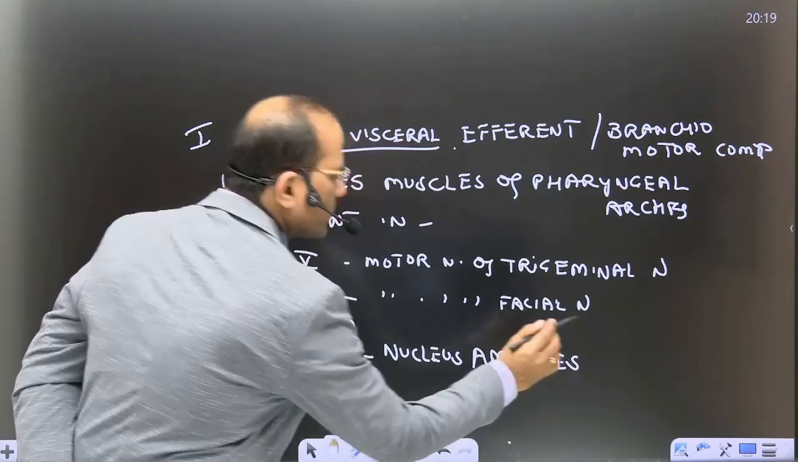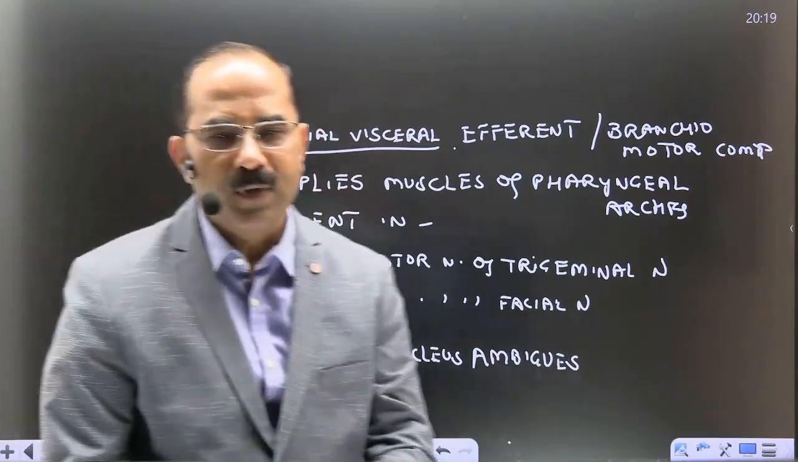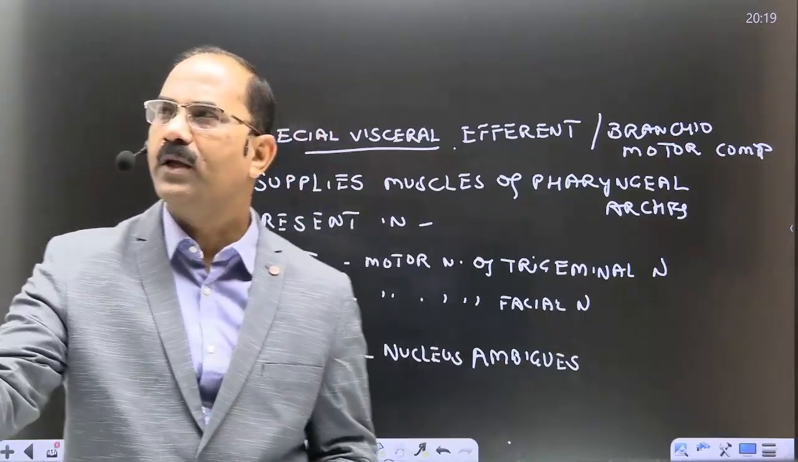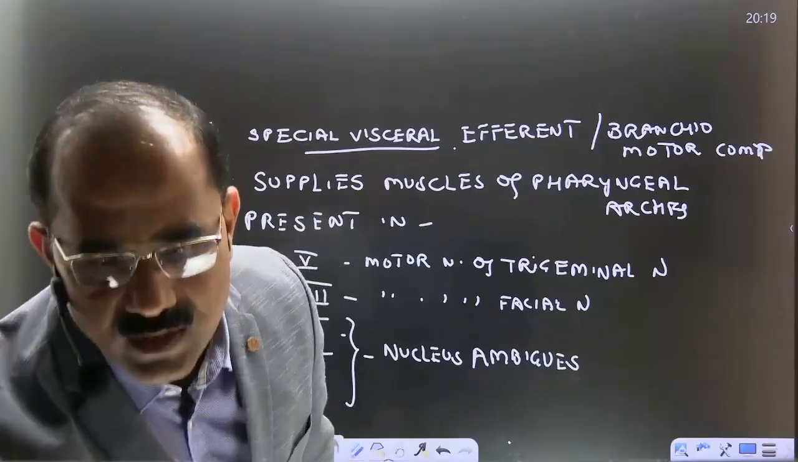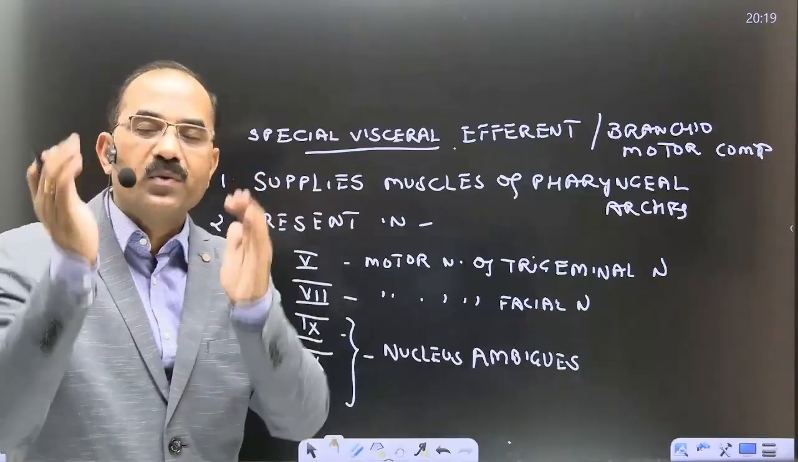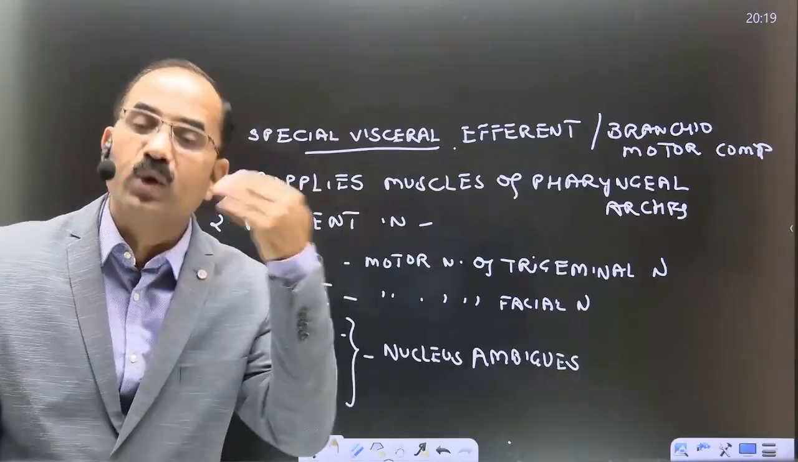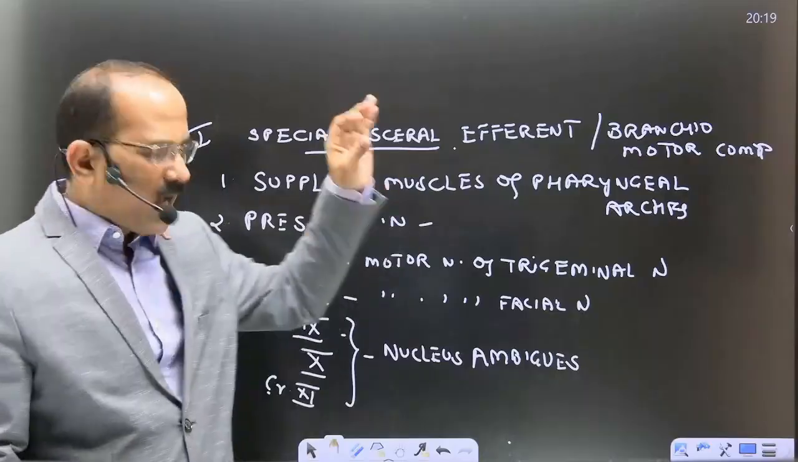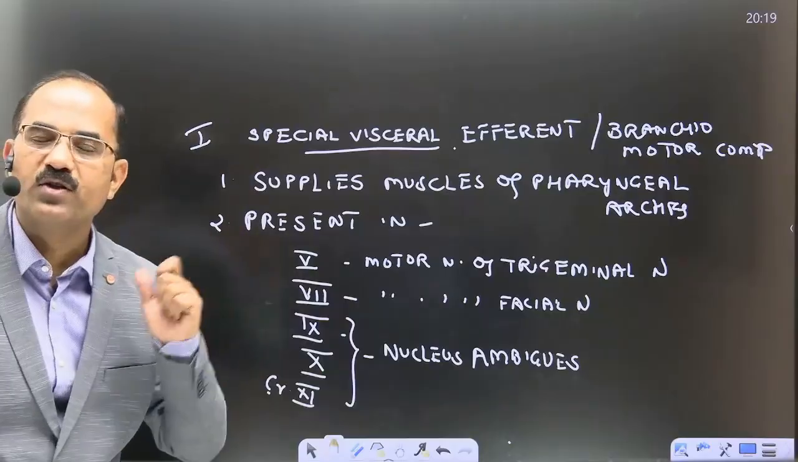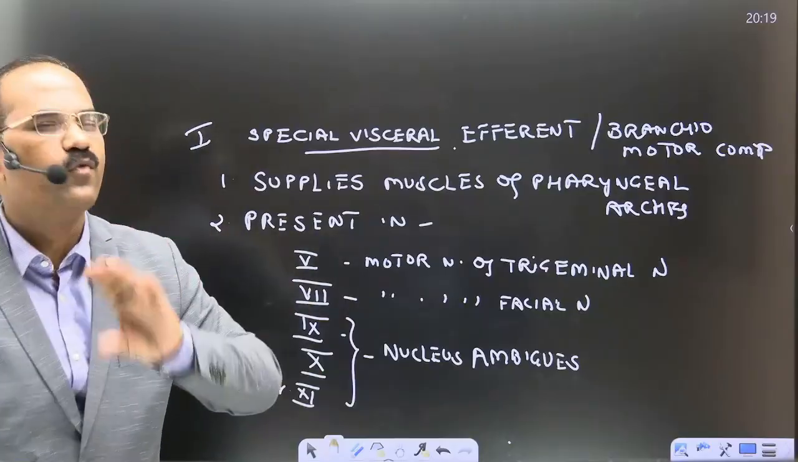So what is nucleus ambiguus, students? Nucleus ambiguus is a common nucleus for three nerves, the 9th, the 10th, and the cranial accessory. And this nucleus ambiguus is going to supply the muscles of the 3rd arch for the glossopharyngeal nerve, and the 4th and the 6th arch for the vagus nerve.